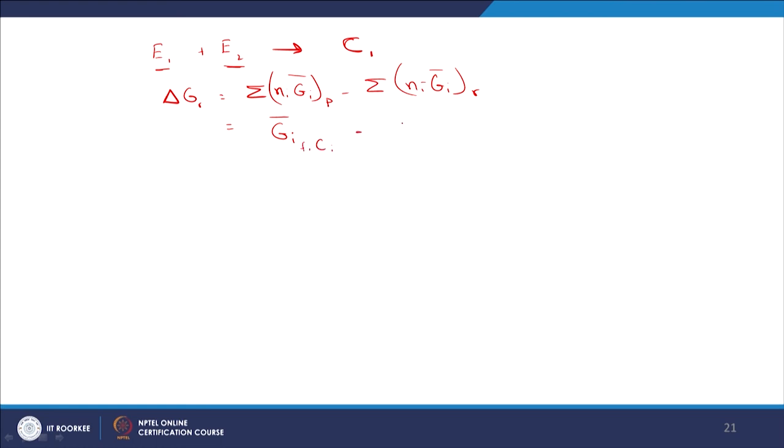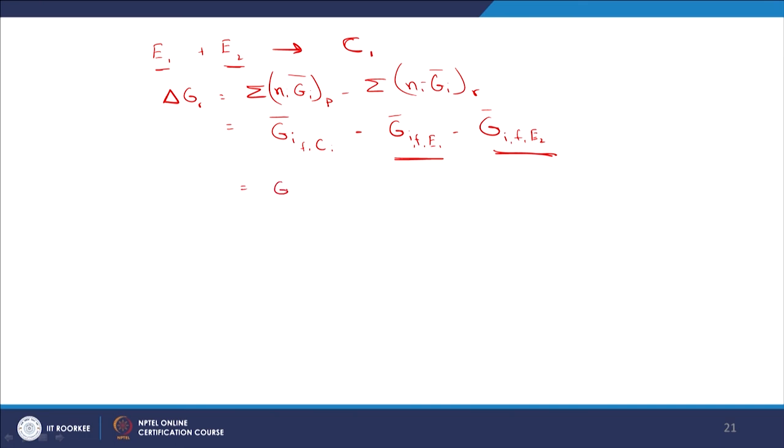Let us say I have element 1 and element 2 forming, let us say, compound I, right? And since we set the Gibbs energy of the elements to be 0 at the standard conditions, if you want to calculate delta G of this particular reaction, that is equal to what now? I think we looked at this, right? Sum of Ni Gi bar of the products minus sum of Ni Gi bar of the reactants, right? So here let us say the stoichiometric coefficients are 1 for all the 3 cases. So that is going to be equal to the Gibbs energy of formation of compound I minus Gibbs energy of formation of element 1 minus Gibbs energy of formation of element 2, right? But as we just discussed, we set these 2 terms as being 0.